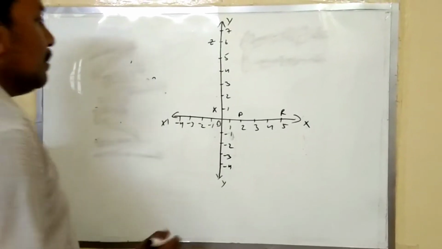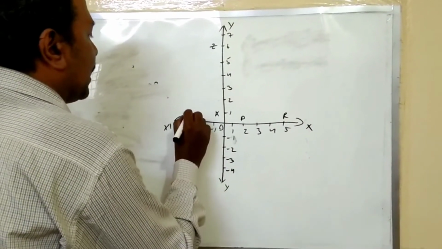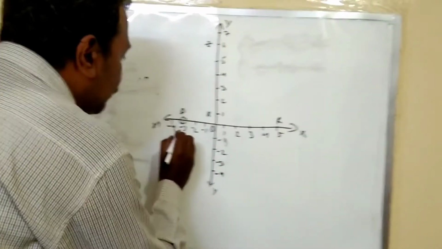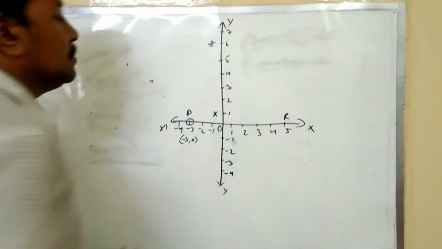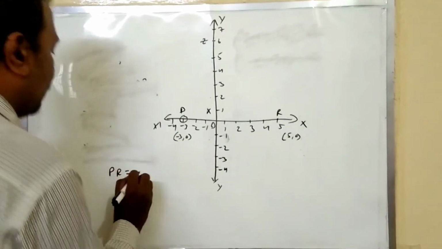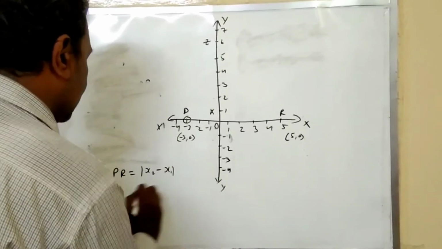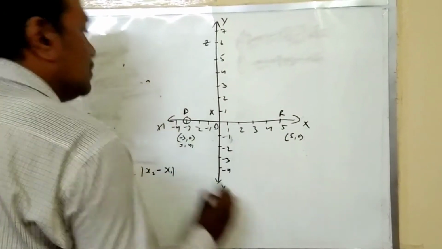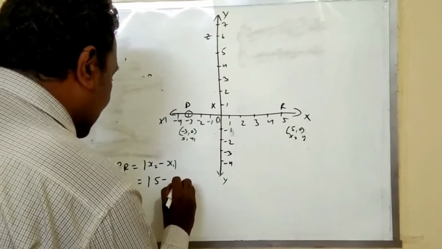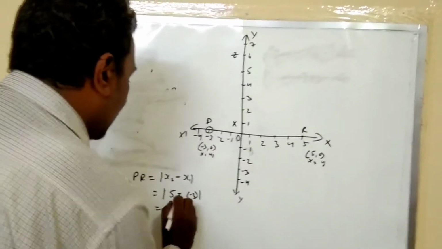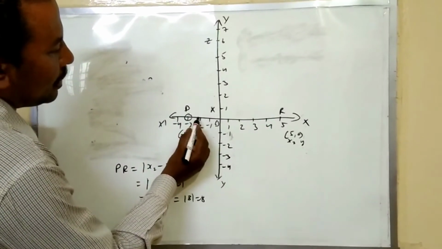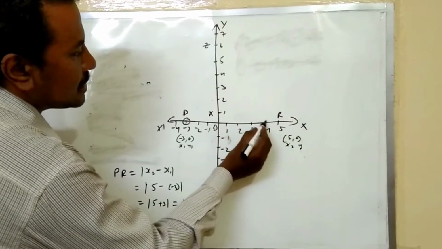I want to find the distance between these 2 points. This is the point, you take it as P, and this is the point, you take it as R. What are the coordinates of this P? -3, 0. And what are the coordinates of R? 5, 0. The distance from P to R, PR is equal to mod x2 minus x1. So take it again as x1, y1, x2, y2. So mod 5 minus of -3, that is equal to mod 5 minus of minus is plus 3, which is equal to mod 8, which is equal to 8. You can simply check 1, 2, 3, 4, 5, 6, 7, 8.